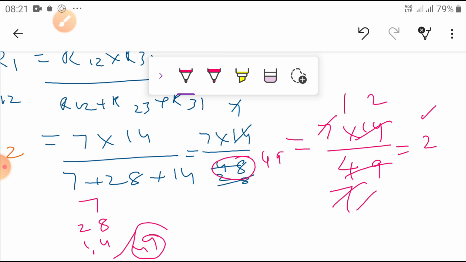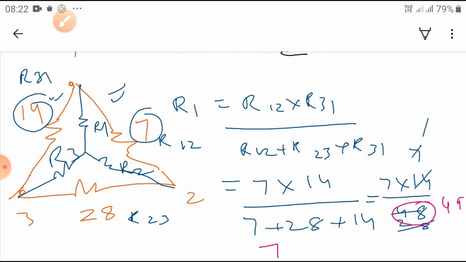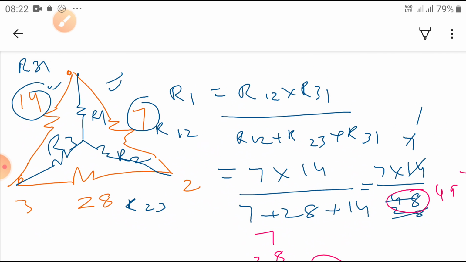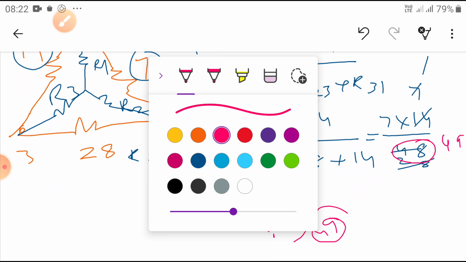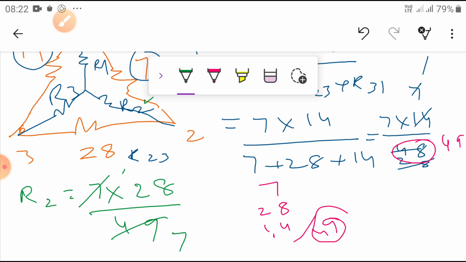Similarly, you convert and do the remaining also. Now R2, I want to know. Write R2. R2 is equal to, for this value I want the adjacent, 7 into 28. The denominator is the same, 49. 7 ones are 7, 7 sevens are 49, so the value is 4. This is similar to the previous one, the same value.